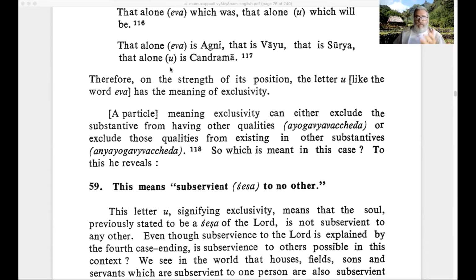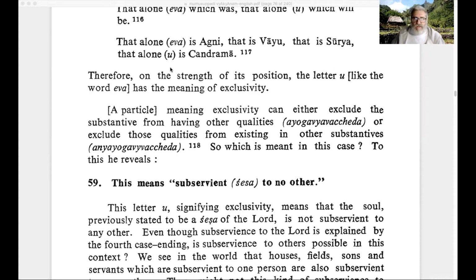Okay, so now what does that mean? A particle, meaning a small word like eva, is considered a particle in the grammatical sense. It's a type of word. Exclusivity can either exclude the substantive from having other qualities, or it can exclude those qualities from existing in other substantives. What does that mean?